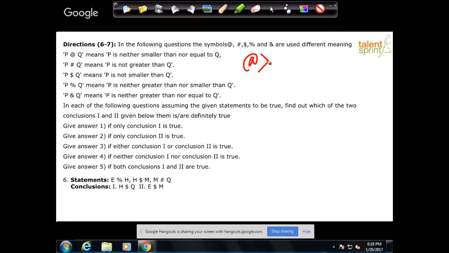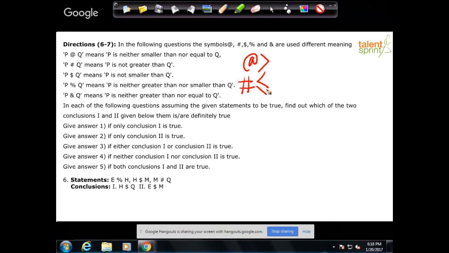Let's look at the second relationship. P # Q means P is not greater than Q, which means that hashtag stands for less than or equal to, because P can be both less than or equal to Q if it is not greater than Q. Let's move on to the next relationship.